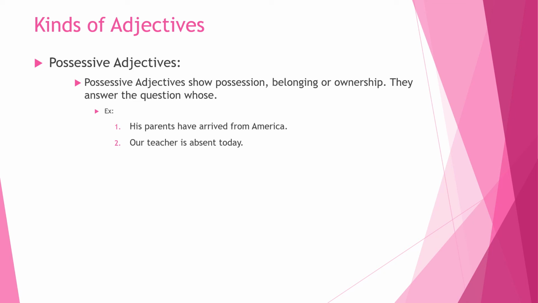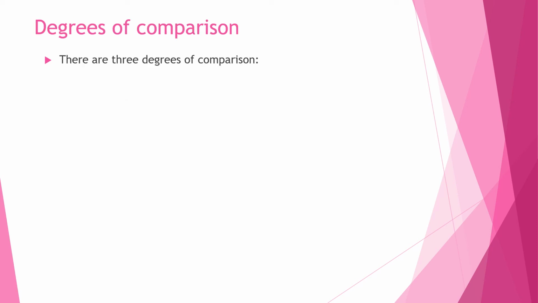In this sentence, his is the possessive adjective which shows possession. In the next example, our teacher is absent today. Our is the possessive adjective which is answering the question whose. So, possessive adjectives show possession, belonging, or ownership, and they answer the question whose.